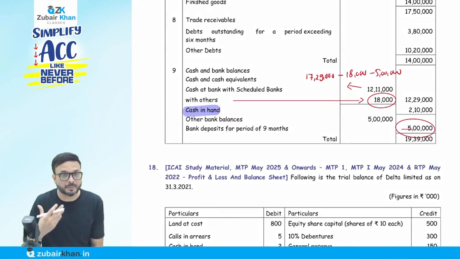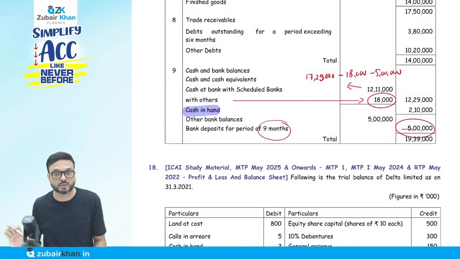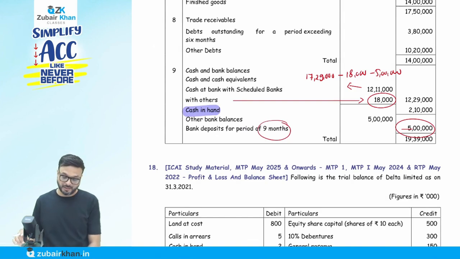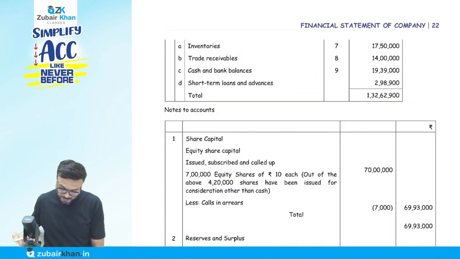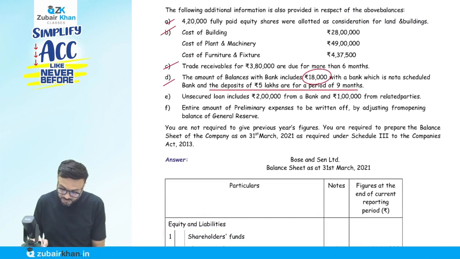So you can show them it's a bank deposit for a period of 9 months. This is fixed for a period of 9 months, so we have to show them separately there. Okay, done. Now this is a new point here. Let me highlight that, because at the end of the chapter when I tell you the LMM question, at that time I will mention all these there.